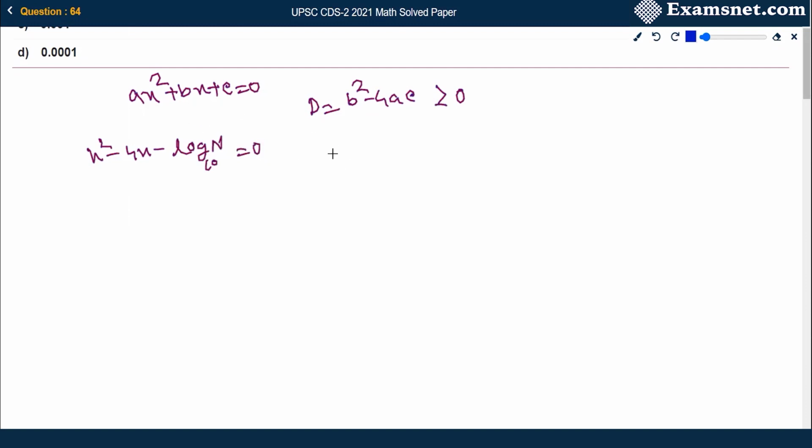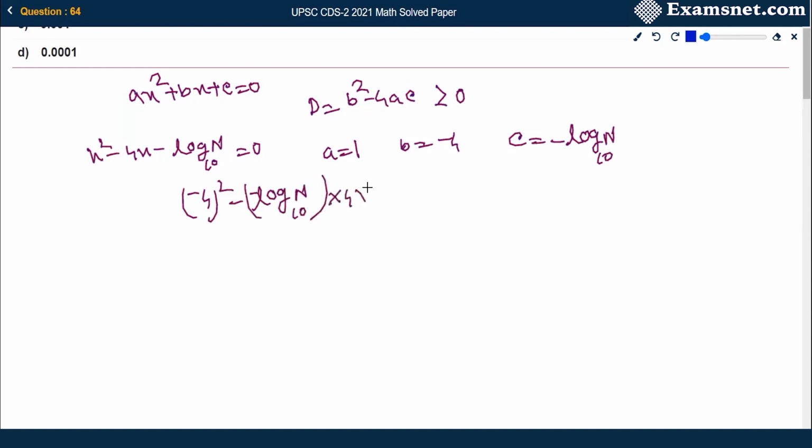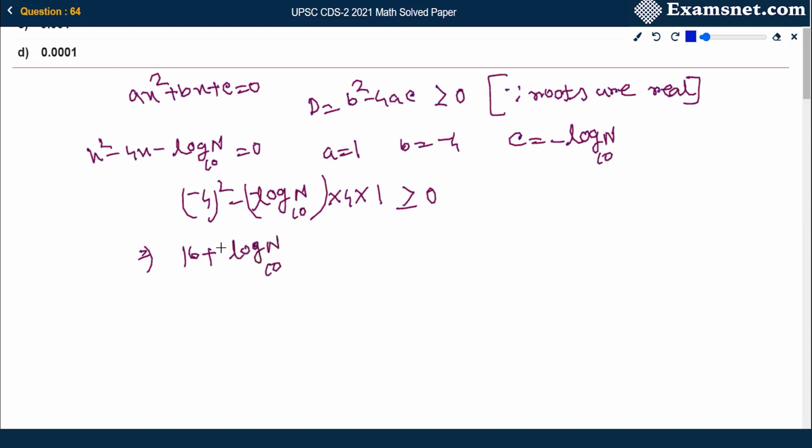So if we compare with the general form, we will get a = 1, b = minus 4 and c = minus log n to the base 10. So we can write minus 4 whole square minus 4 multiplied by 1 multiplied by minus log n to the base 10, that is greater than or equal to 0. Okay, if roots are real, we are only taking this case. So here that means 16 plus 4 log n to the base 10 greater than or equal to 0.